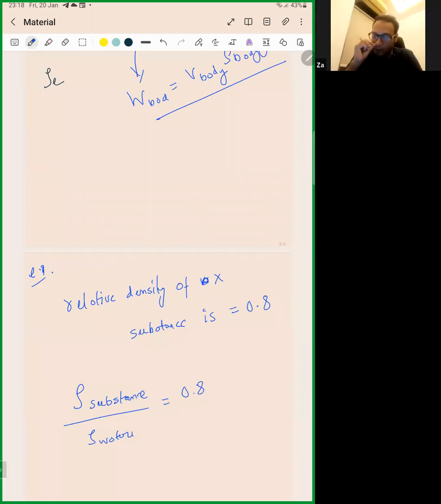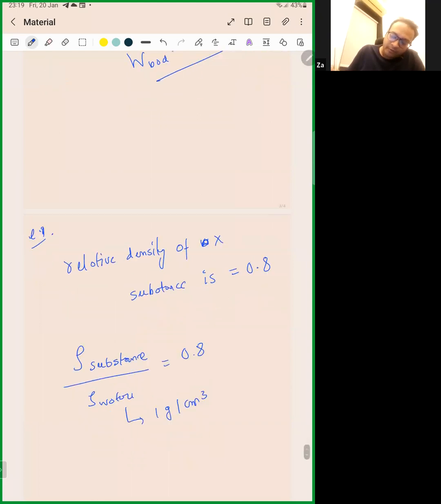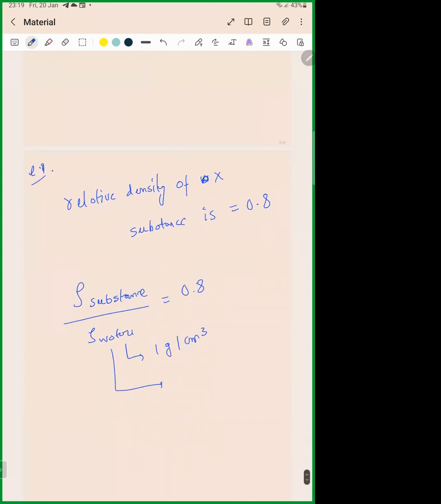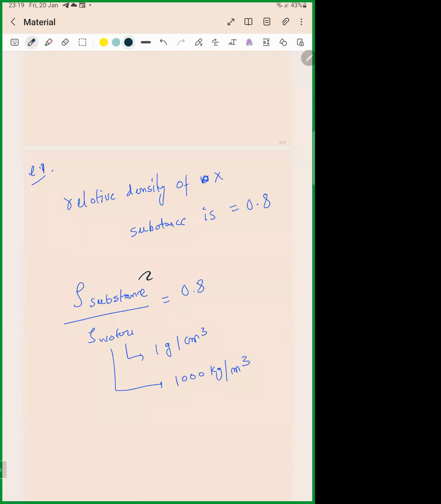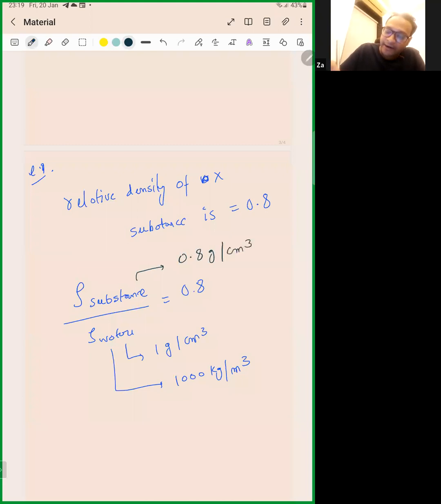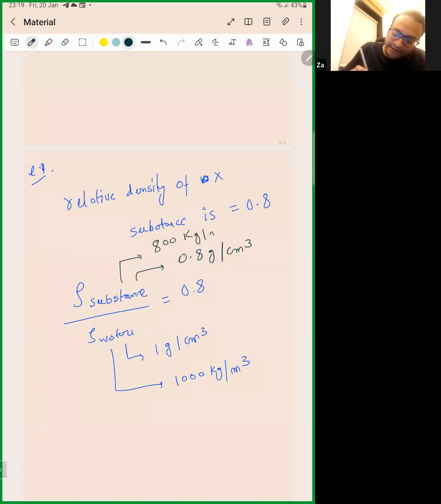Rho of substance upon rho of water is 0.8. Now you know what the rho of water is. If in gram per centimeter cube, it will be 1 gram per centimeter cube. If in the other way, it will be 1000 kg per meter cube. So now what will be the density of substance? Two answers to this. One is 0.8 gram per centimeter cube. And the other is 0.8 into 1000, which is 800 kg per meter cube. Making sense?